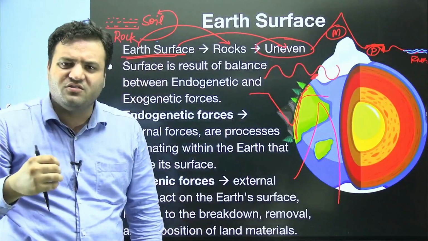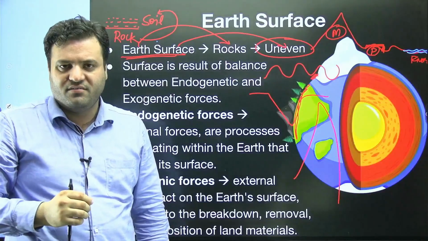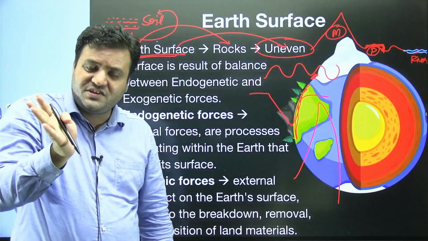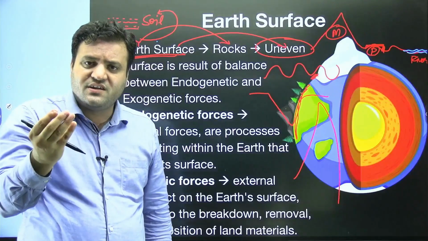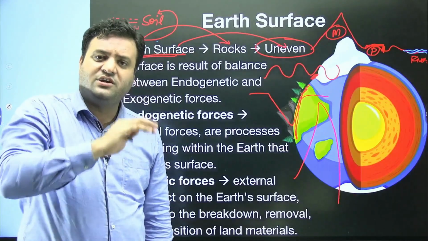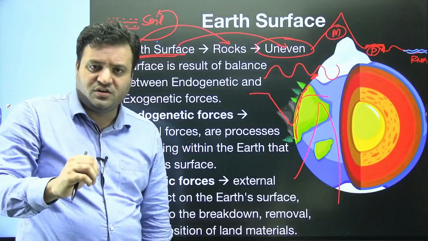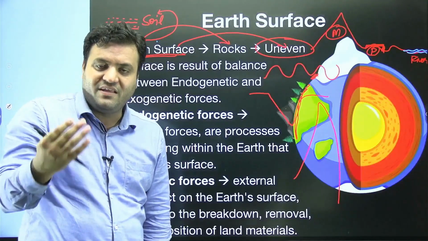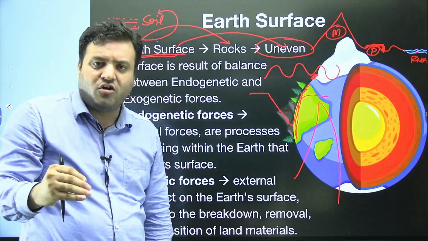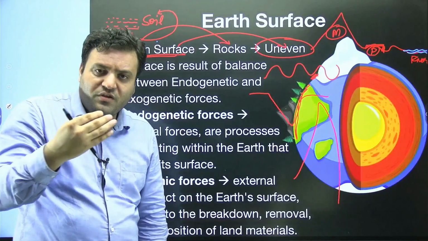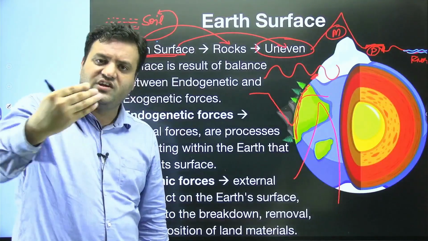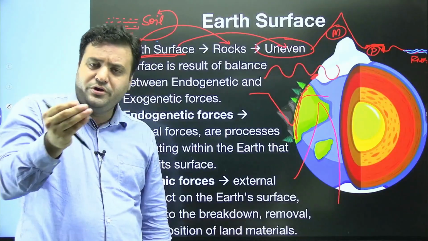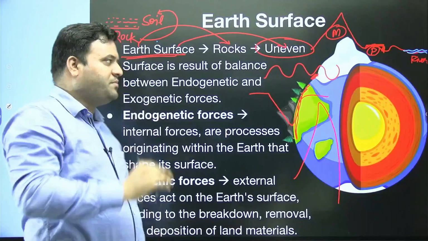What are the reasons why it is uneven? Will the uneven surface remain still, or is it subjected to deformation, creation, dynamism? Will the state of the mountains change or not, will the state of the plain areas change or not? We're going to see all these dimensions in this particular topic.